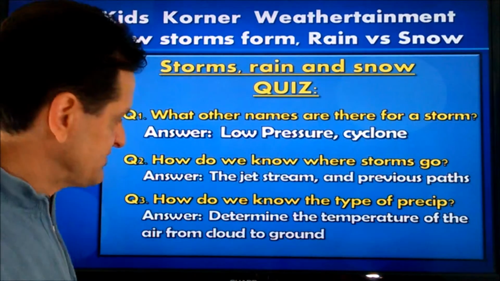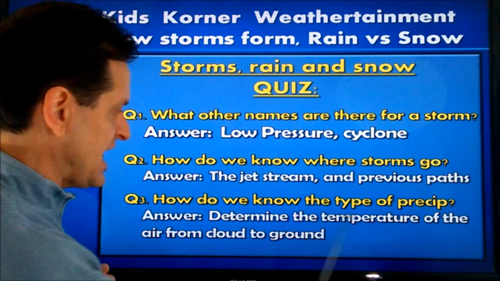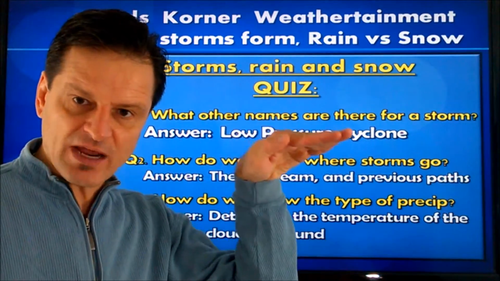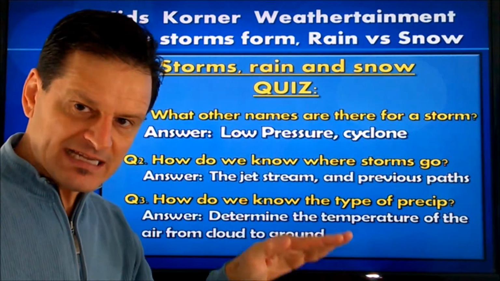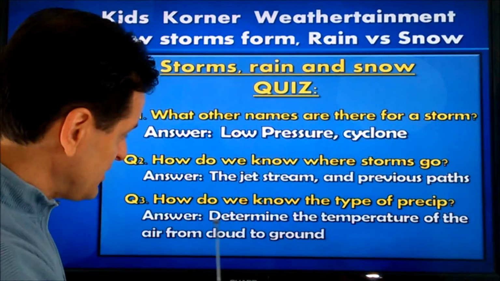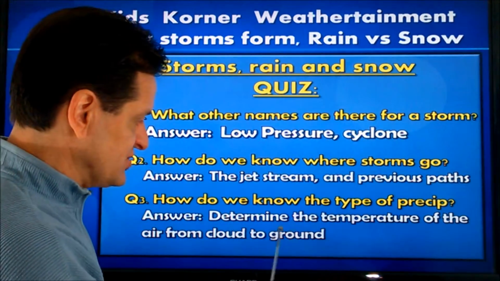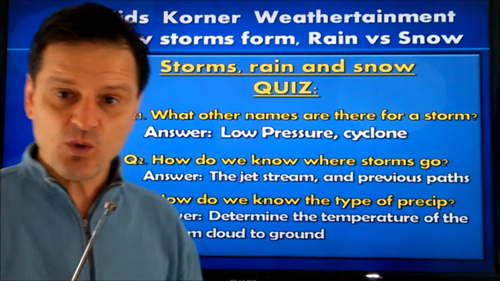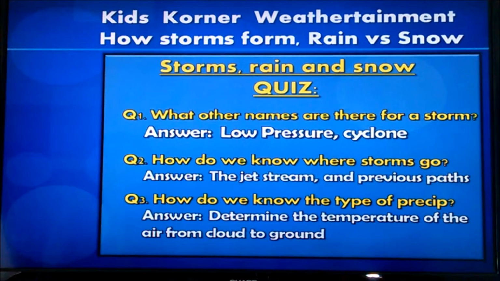How do we know the type of precipitation? Well, that answer is by looking three-dimensionally to determine the temperature of the air all the way from where the snow or rain begins all the way down to when it finally hits your head and mine or the ground. That's how we know what type of precipitation. We have to look through the cloud to the ground to determine what the temperature is all the way from the top to the ground.